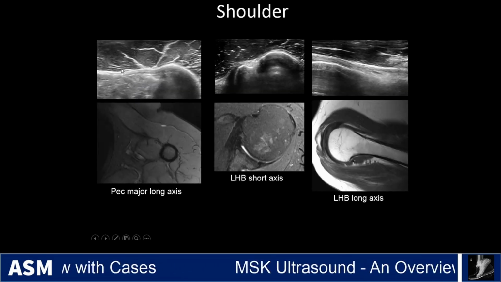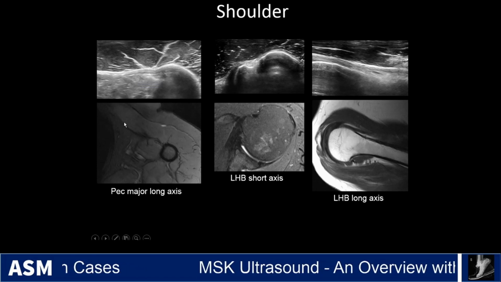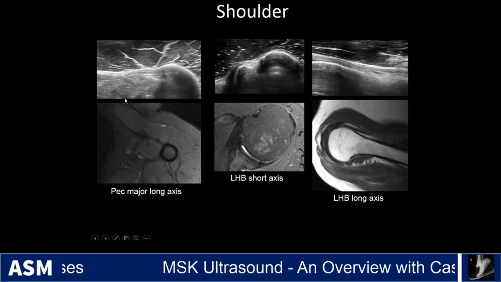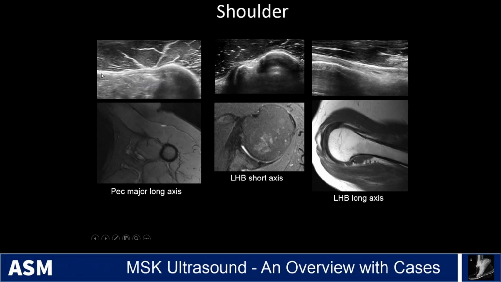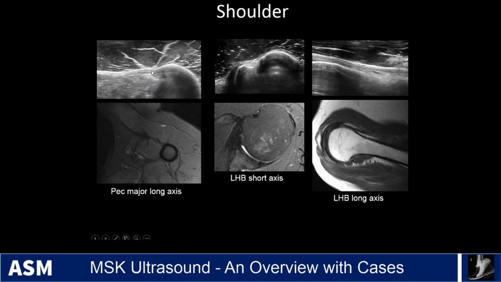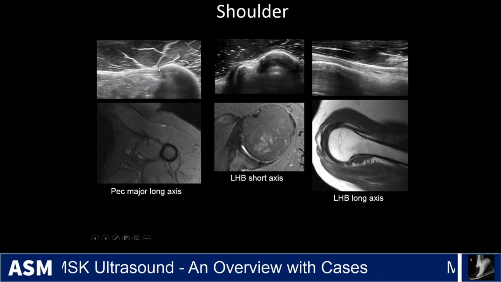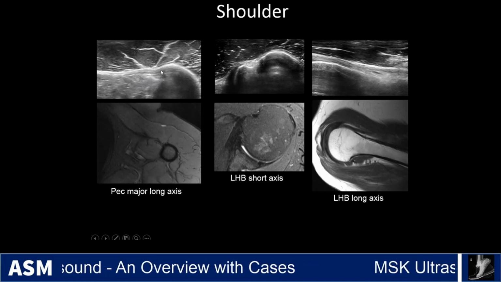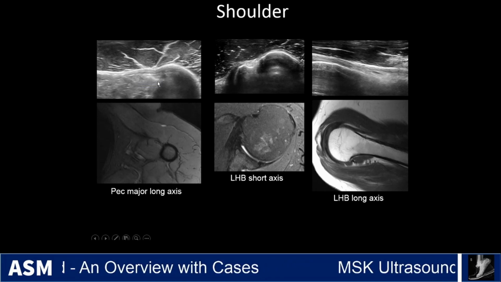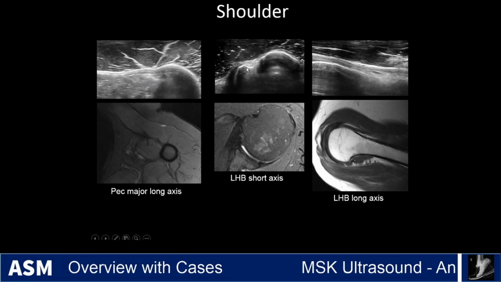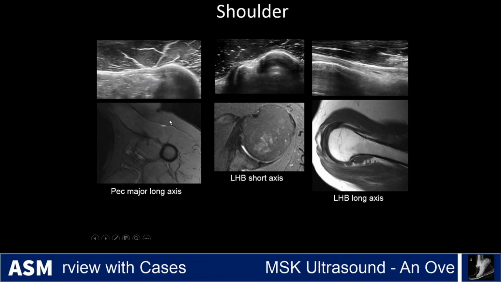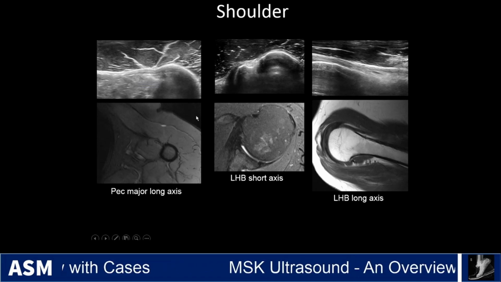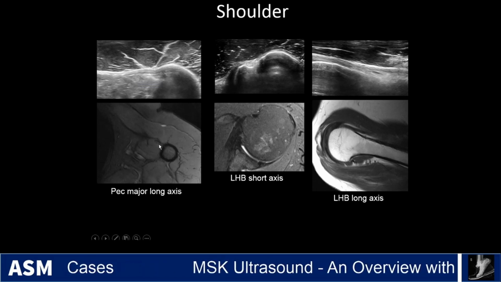So starting with the pec major, this is short axis MRI. You can see the pec tendon coming towards the humerus, and here this hyperechoic pectoralis major tendon coming over and attaching to the humerus here, the ventral medial side. Moving then, as you move your transducer proximally, you're going to encounter in short axis the long head of the biceps tendon. So your probe is going to be sitting right here. You're going to be looking down. This is how you get the long axis here.